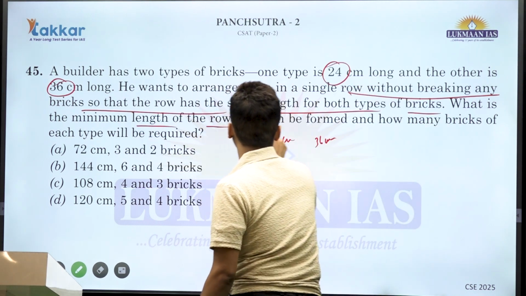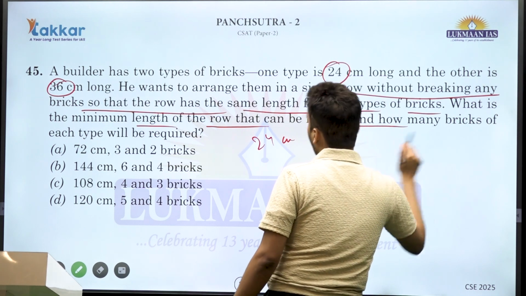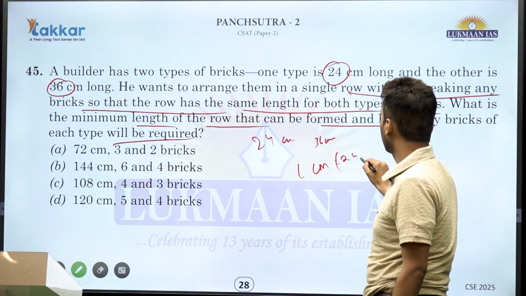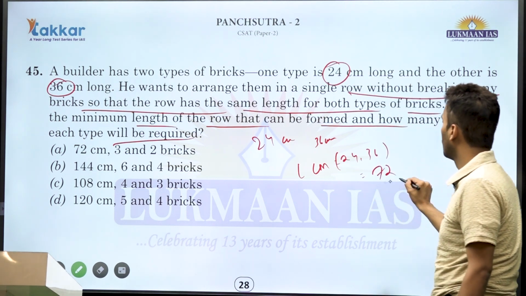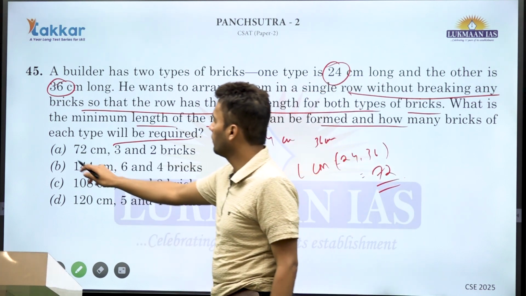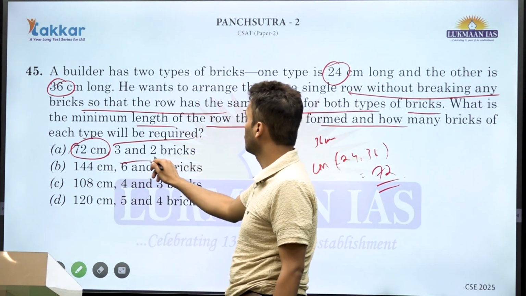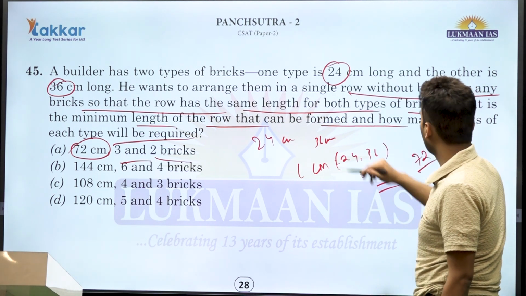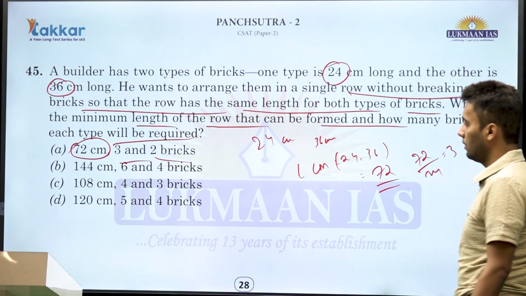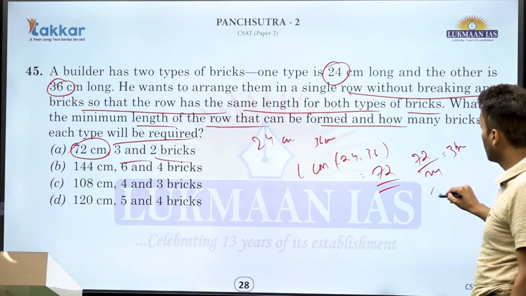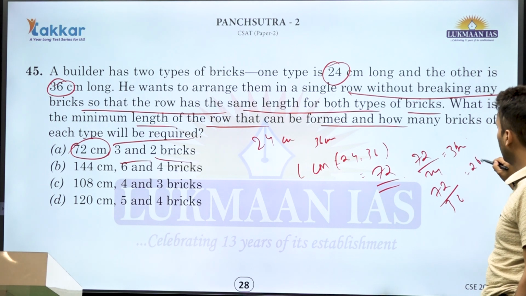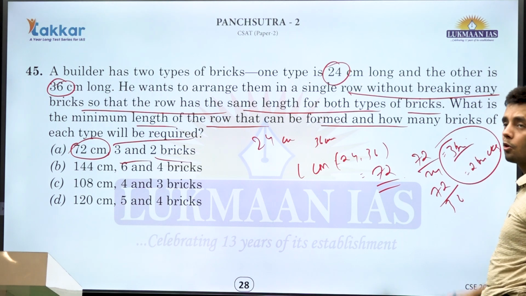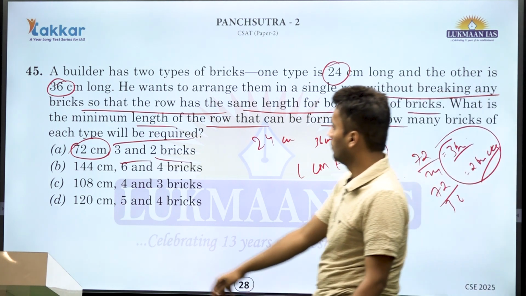What is the minimum length of the row that can be formed, and how many bricks of each type will be required? So what we can do is get the LCM of 24 and 36, which is required, that is 72. So simply we can find that 72 centimeters is the right answer, but we also need to check if this is correct. Now when we divide 72 by 24, we get 3 bricks, and by 36 we get 2 bricks. So this satisfies what is required in the question. 3 bricks we require, 2 bricks we also require. So A is the correct answer.